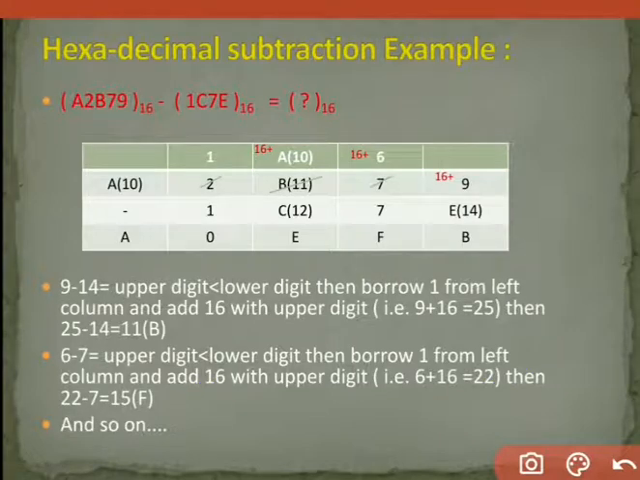Again we are doing the same process. We have to subtract 10 with 12, but 10 is smaller, 12 is greater. Then again we have to follow the same procedure. We have to borrow it from our left column. Then it becomes 1, and we are adding 16 with our upper digit. When we are adding 16 with 10, it becomes 26. When we are subtracting 12 from 26, what we are getting is 14. 14 is E, that's why I am writing E over here. 1 minus 1 is 0, and I am directly placing A here.